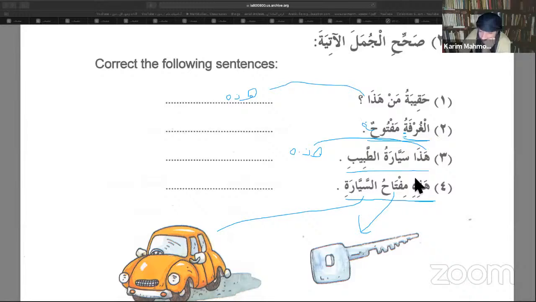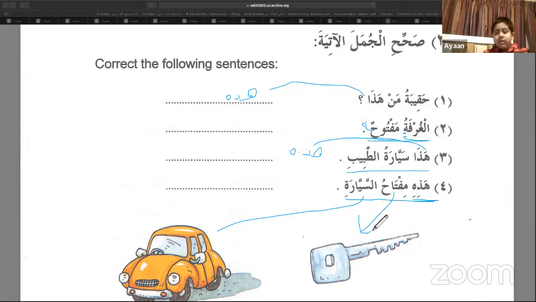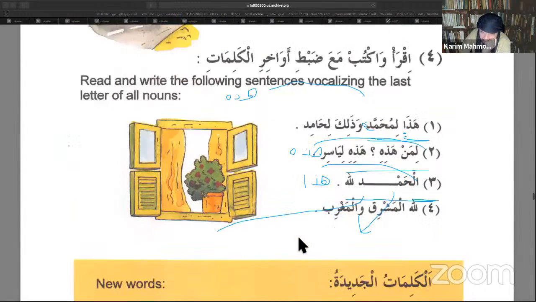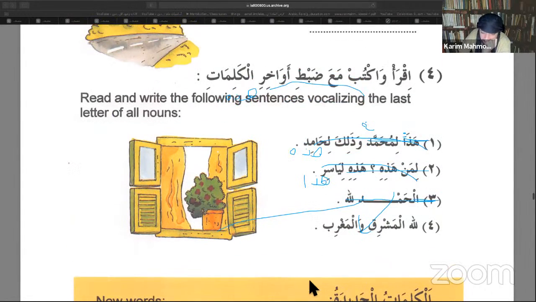Okay. What's the mistake here? هذه is the mistake. Can you fix it? هذا. Good. Supposed to be هذا, because مفتاح has no ta. So it gets هذا. هذا مفتاح السيارة. Okay, guys? Okay. Let's move on to the next exercise here.